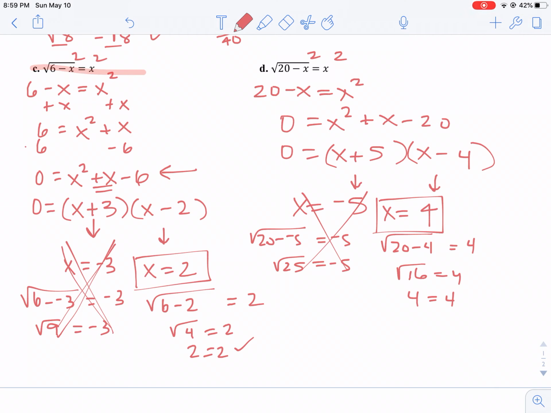All right, so again, when you're solving these, it's important that you have one quantity on the left and one quantity on the right. So you might need to do a little bit of solving first and then square both sides. And then again, always check your final answers to make sure that they are not extraneous.